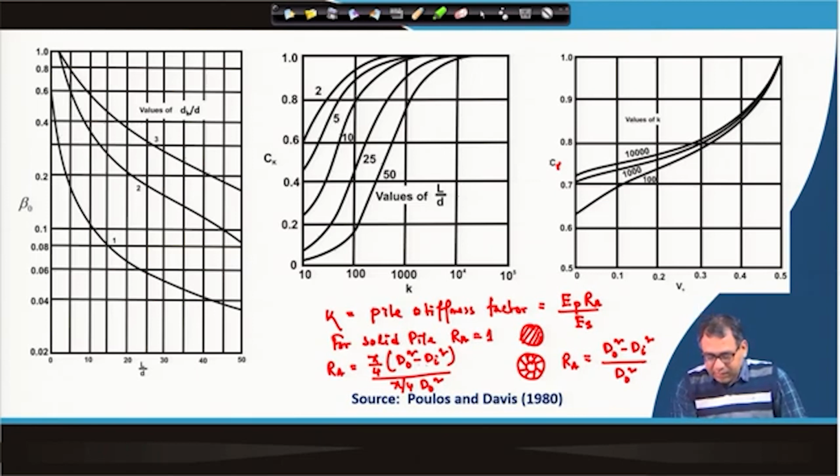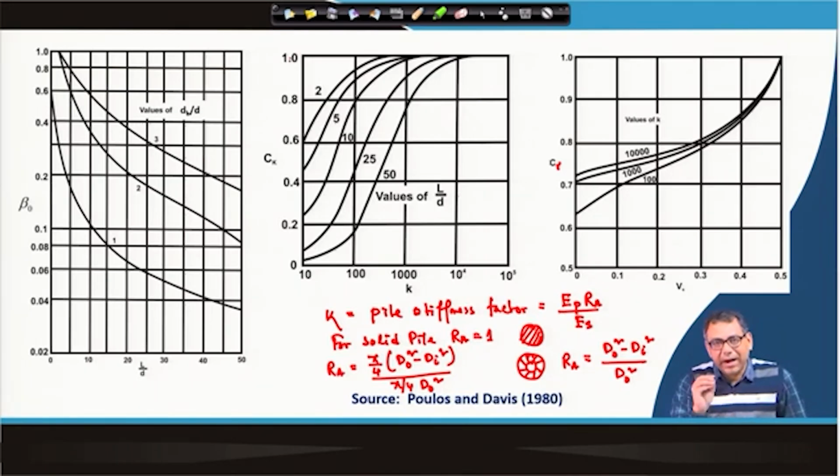So, here the effective area is this one, which is the hatch portion, divided by the outer surface of the pile, which is d outside square. So, this is the Ra value we will get. Once the stiffness is very high, very stiff pile, then the correction factor is 1.